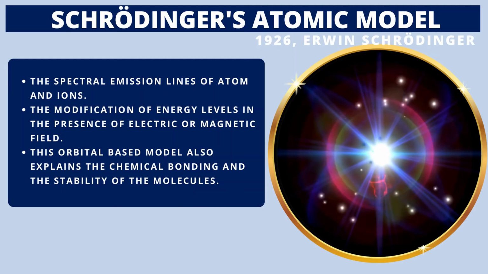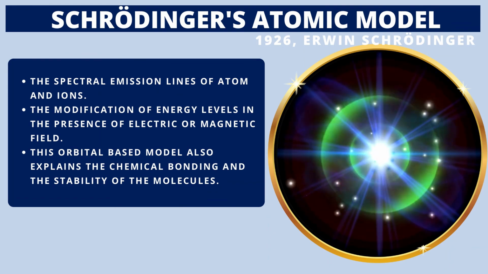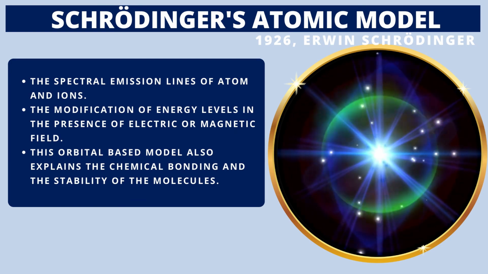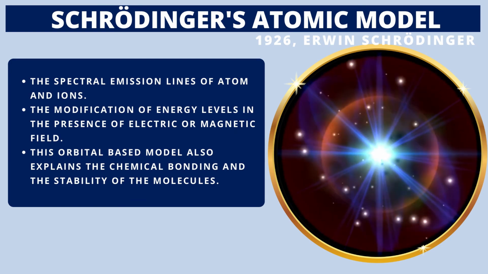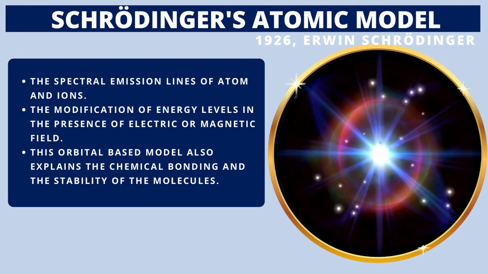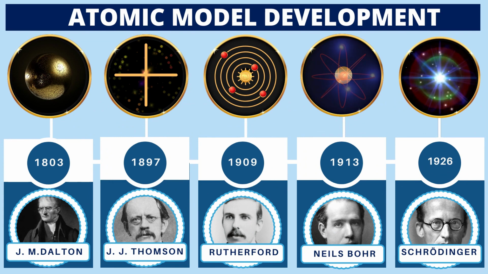This model explains the spectral emission lines of atoms and ions, and the modification of energy levels in the presence of an electric or magnetic field. Because this model is based on orbitals, it also explains chemical bonding and stability of molecules to a certain extent. The last two models, of Niels Bohr and Erwin Schrödinger, are the most used and accurate models considered until this time.